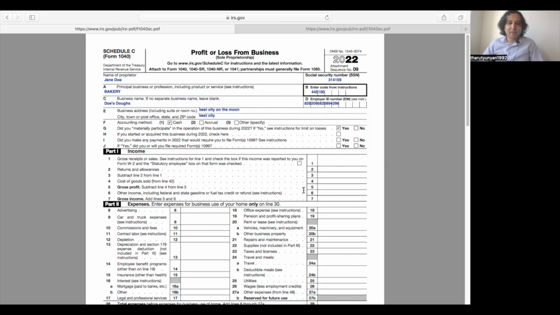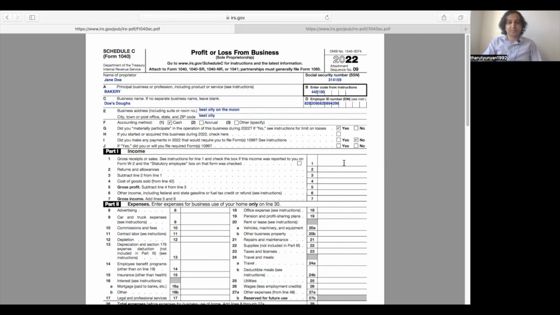Did you make any payments in 2022 that would require you to file 1099? So generally, if you paid someone more than $20,000 who's not your employee, you will send them a 1099. In some cases, that threshold is 600. So let's say she did not have any contractors. So we'll say no. And then if yes, did you file forms 1099? In this case, the answer is no, it doesn't apply to us.